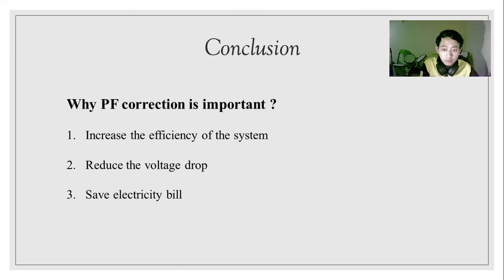The third one, or the last one, is saving on the electricity bill. The power factor is also used to determine the monthly energy consumption, so from that we know whether we need to pay more or pay less for our electricity bill. The utility also charges a penalty fee to any customer or consumer that has a power factor less than 0.95 in this case. And the only way to avoid the additional fee is by improving our power factor.